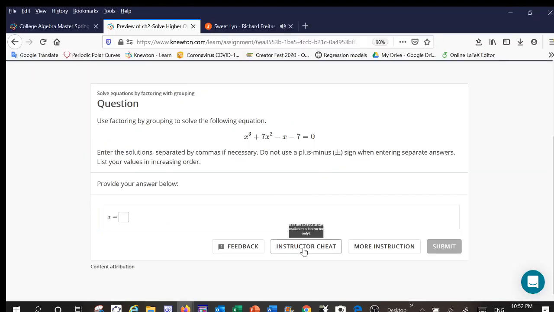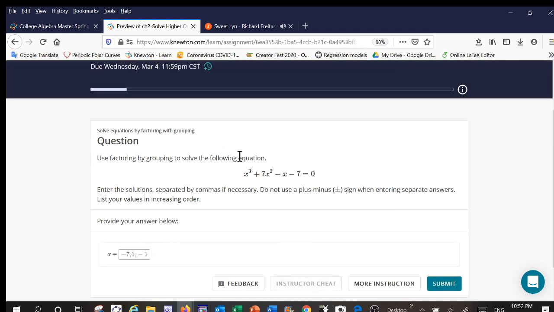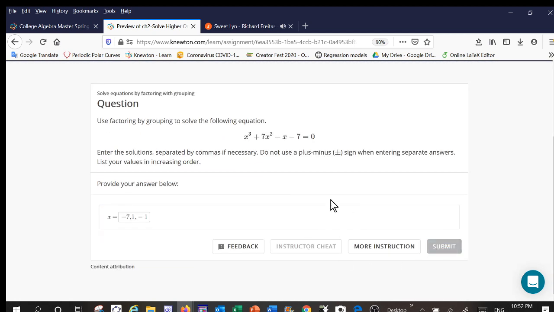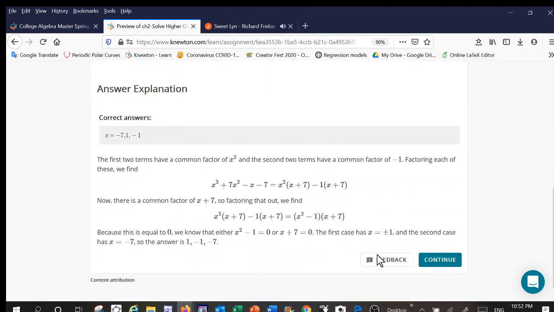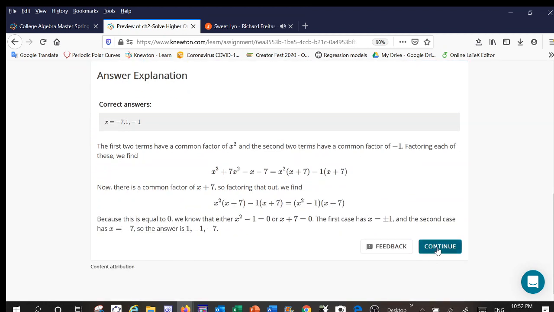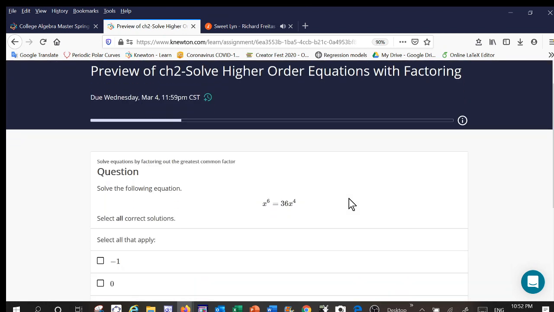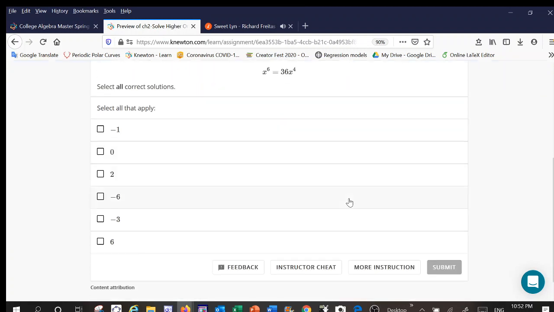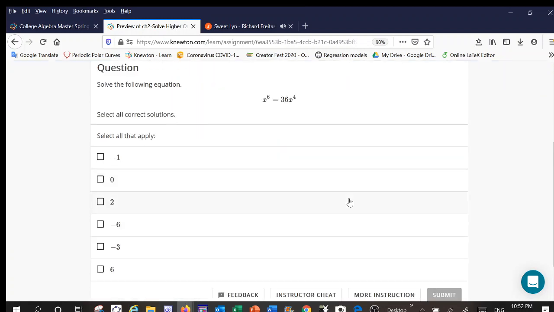Okay, so I don't see anything in this section that you wouldn't be able to do. Let's look at a few more. If they're similar, we move on. So here is a similar problem.